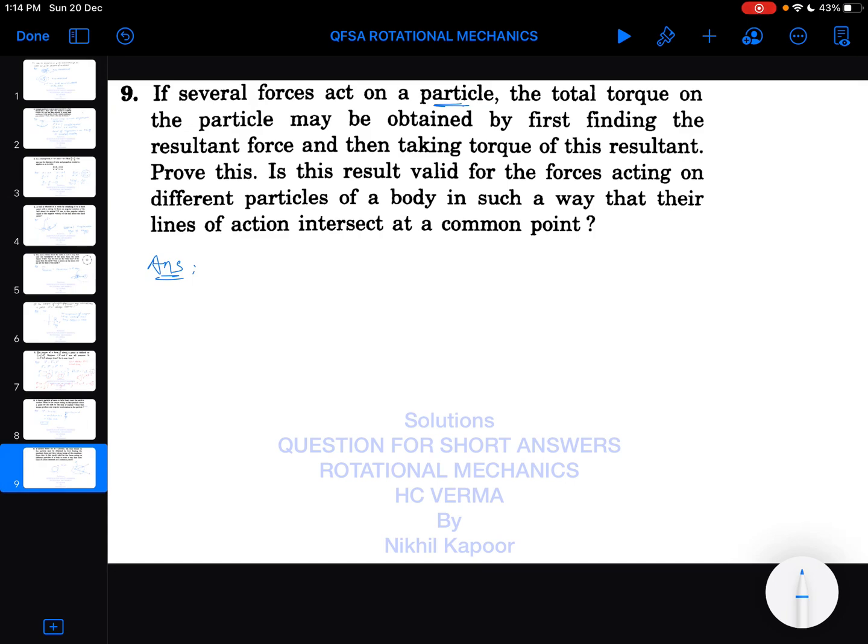Okay, prove this. So let's first of all prove the first part of this question. If this is the particle and the forces acting on the particle are F1 bar, F2 bar, F3 bar, and that is the particle, and we need to find the torque about this point O. So here R bar is the position vector which is common for all the forces here.